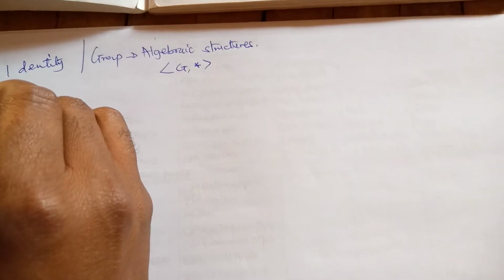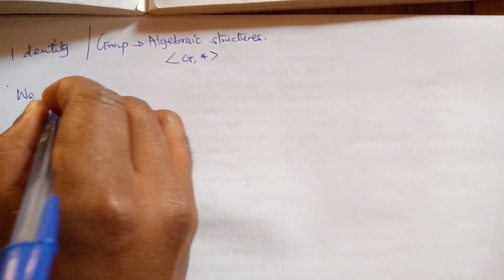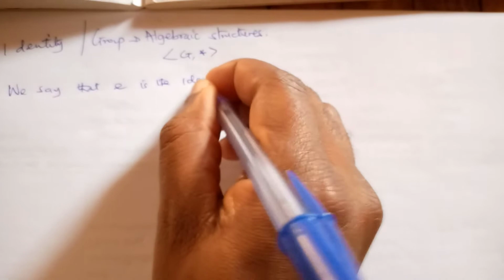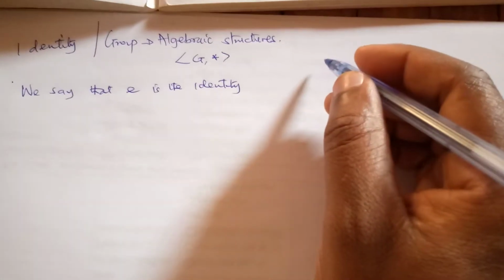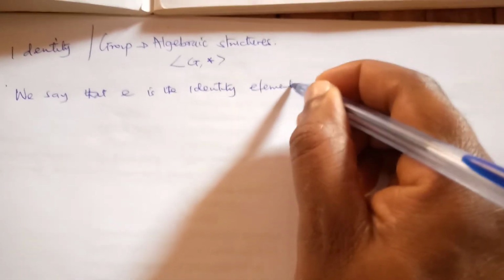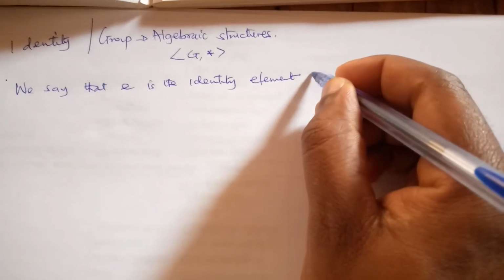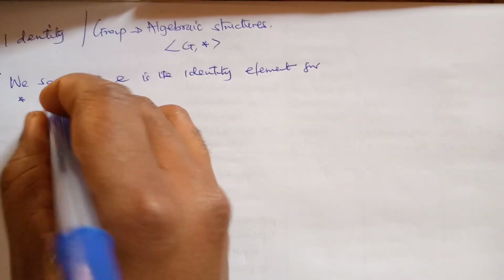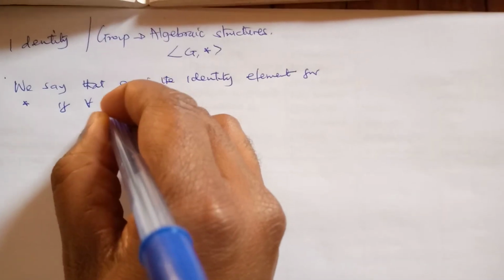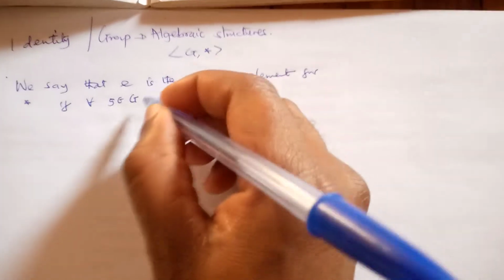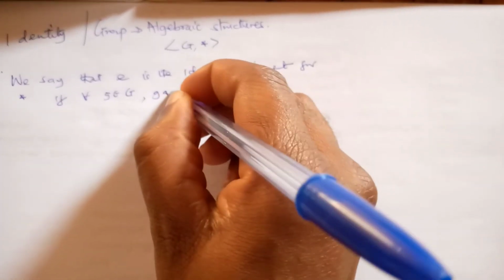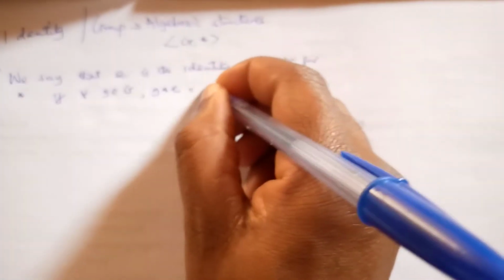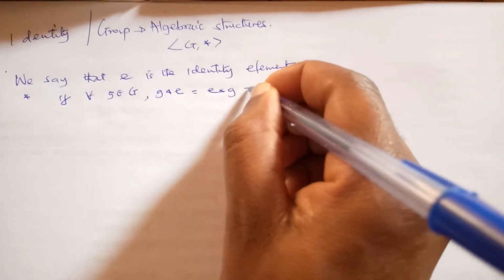to know that we say that a given E is the identity element for a given binary operation, say star, if for all g in a given non-empty set G, then g star e will be the same as e star g, which is exactly g.